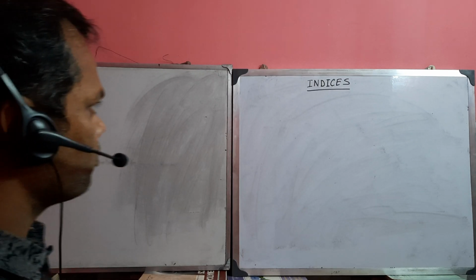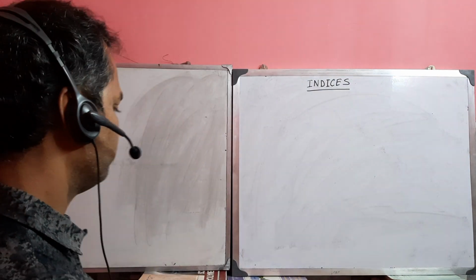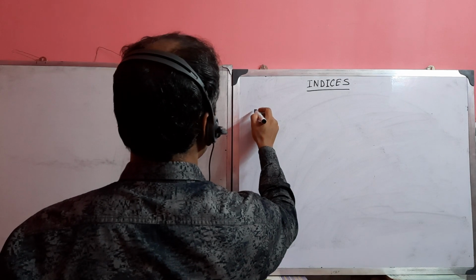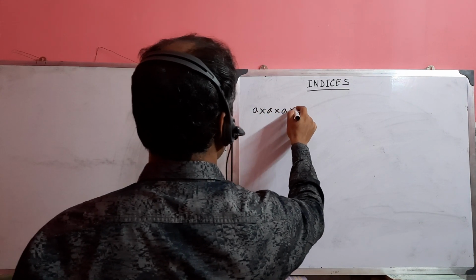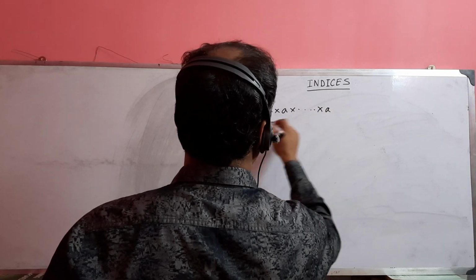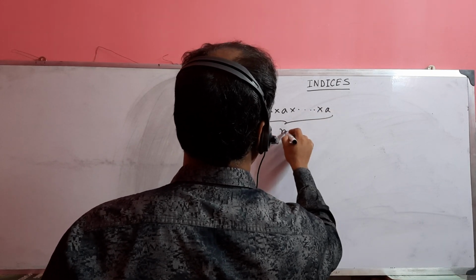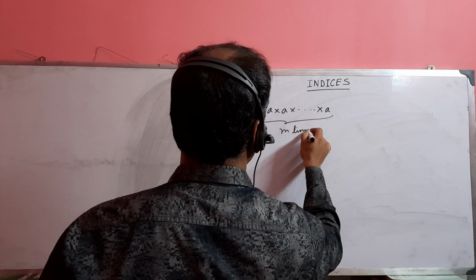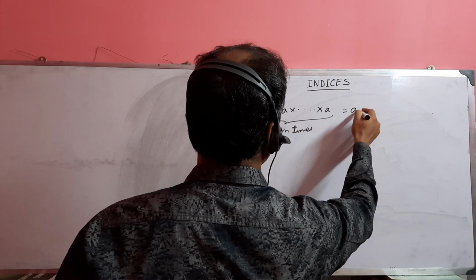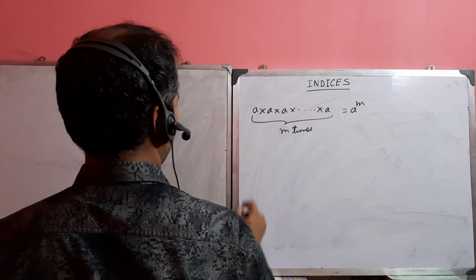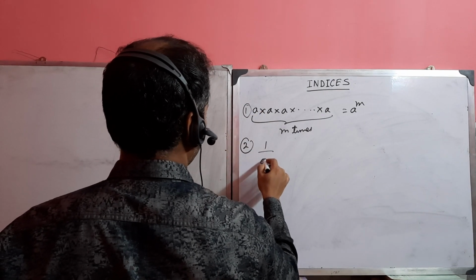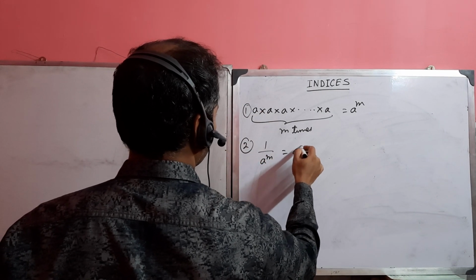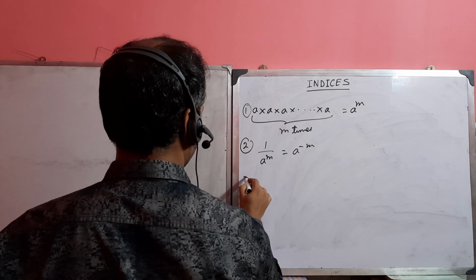Well, students, the topic of the video is indices. The formulas of indices: if you multiply a into a, up to m times, then this becomes a to the power m. If there is 1 by a to the power m, then you can write a to the power minus m.